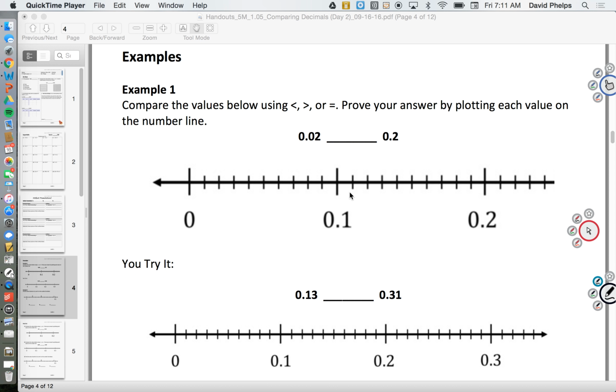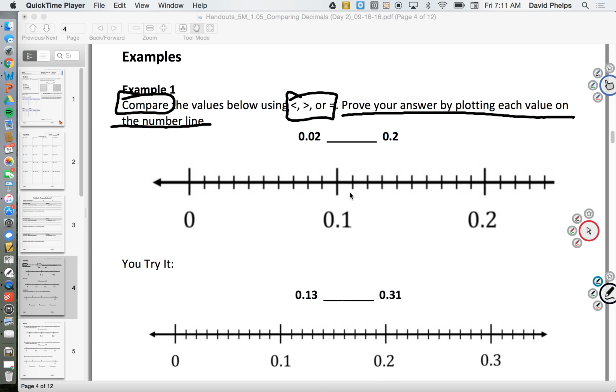We're on page 4, example at the top. Come with me as I read. Compare the values below using less than, greater than, or equal to. Prove your answer by plotting each value on the number line. So I'm going to underline that part of the question. Prove your answer by plotting it on the number line.